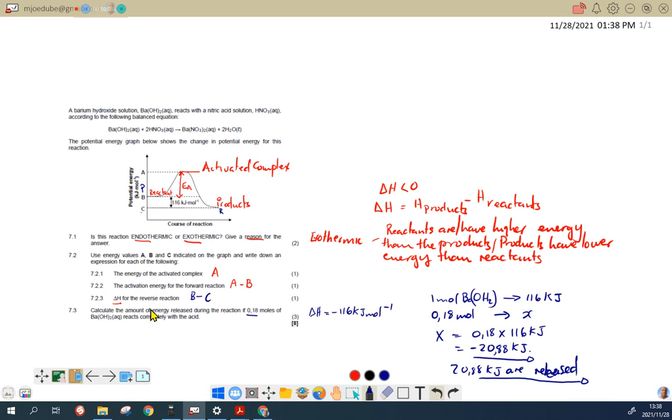Another calculation involving the same thing. So you can always look for questions of this nature and you can practice, and it will be good for you.